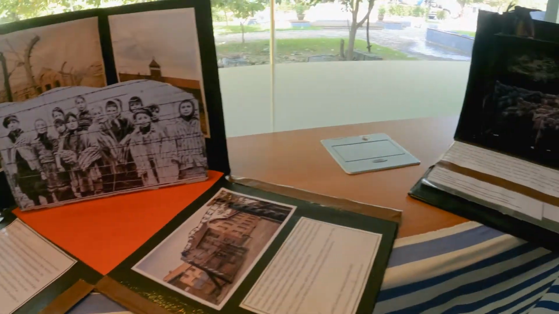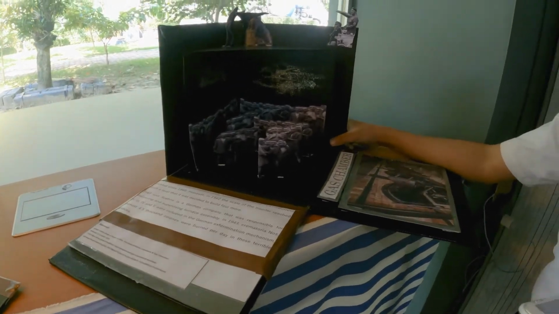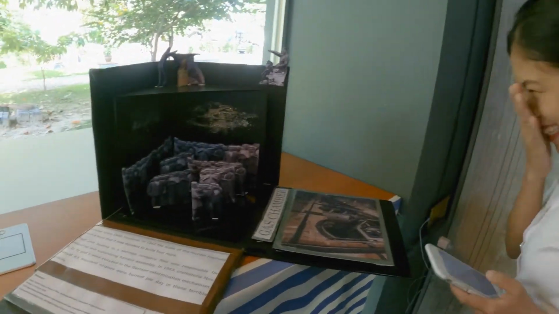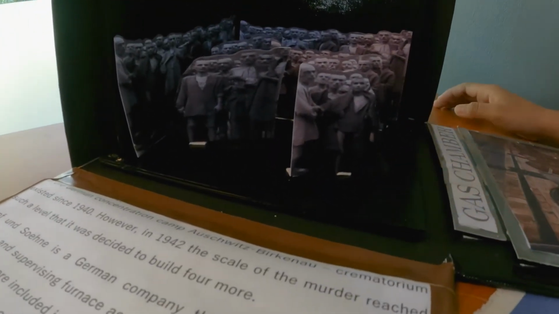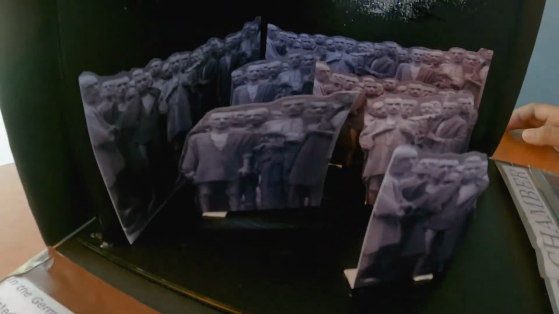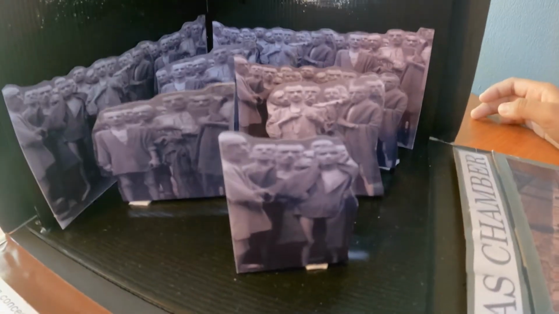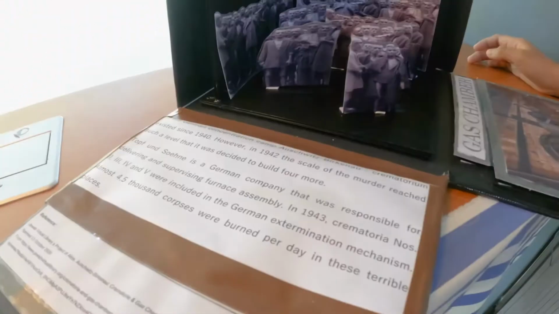Okay, and next. This part talks about the gas chamber. Gas chambers are instruments for killing humans or other animals, consisting of a sealed chamber of toxic gas. The most used substances were hydrogen cyanide, carbon dioxide, and carbon monoxide.